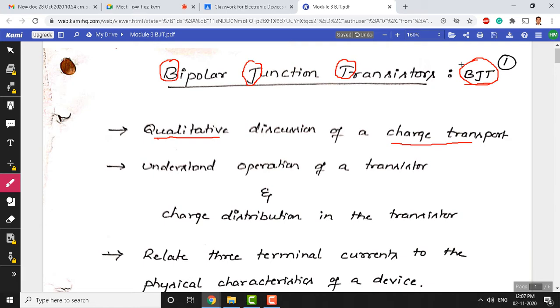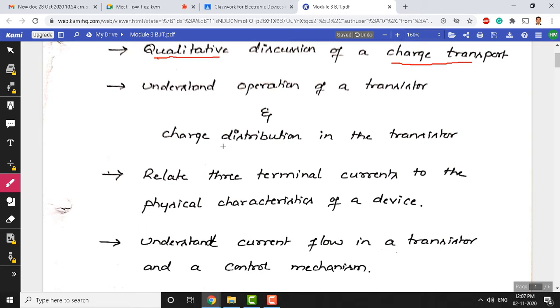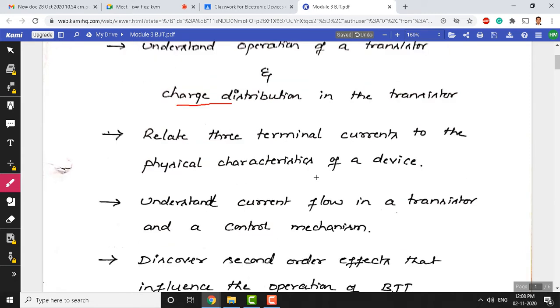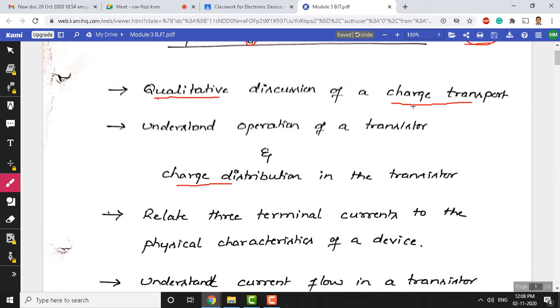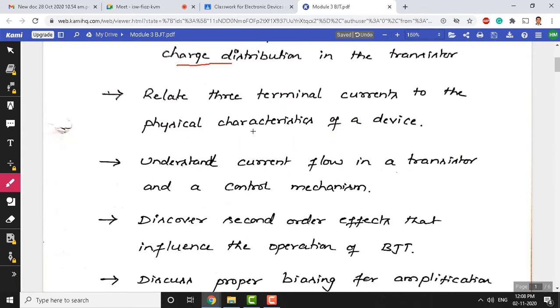Also, we will see the charge distribution mechanism within a transistor, how exactly charges are distributed and how movement of charges takes place. And finally, once we know what is happening within the transistor with reference to charge distribution or charge transport, we are going to connect that with the terminal currents.